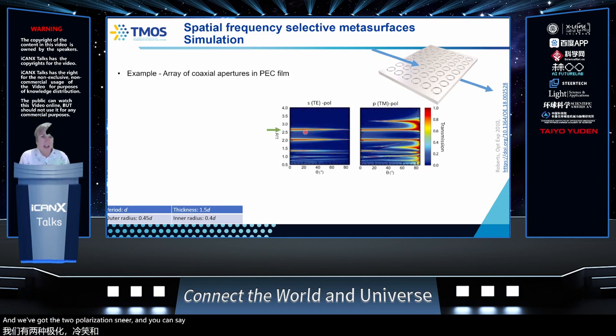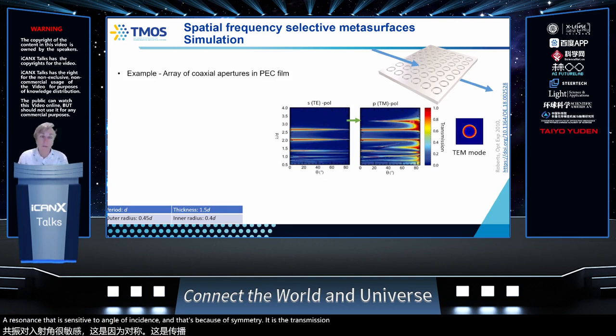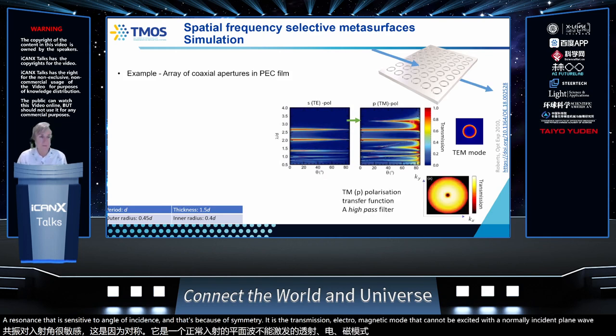And you can see that for both polarizations, there is a resonance occurring here where you get maximum transmission. It's fairly insensitive to angle of incidence, and it corresponds to a dipole mode of the cavities themselves. But we do note that there is, for TM polarization, a resonance that is sensitive to angle of incidence. And that's because of symmetry. It is the transverse electromagnetic mode that cannot be excited with a normally incident plane wave.